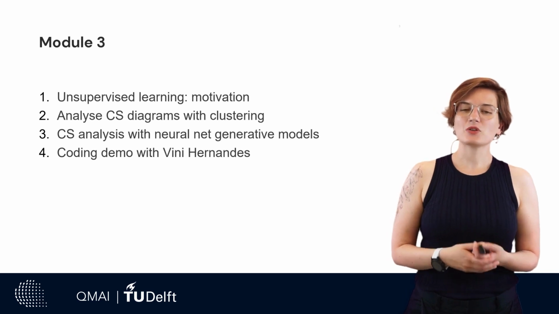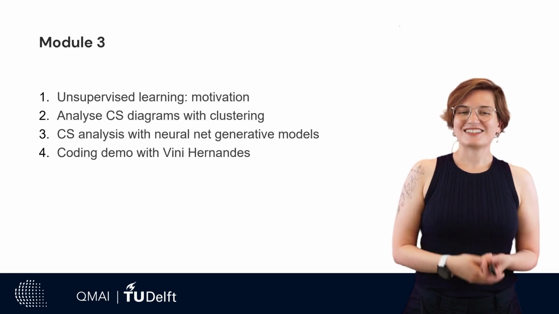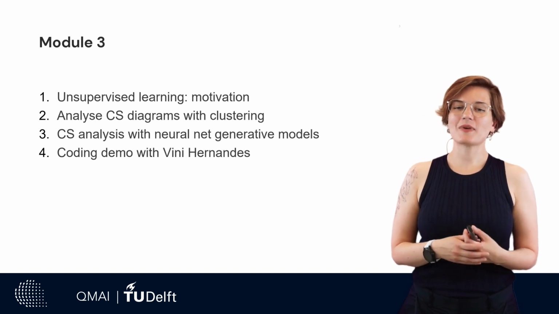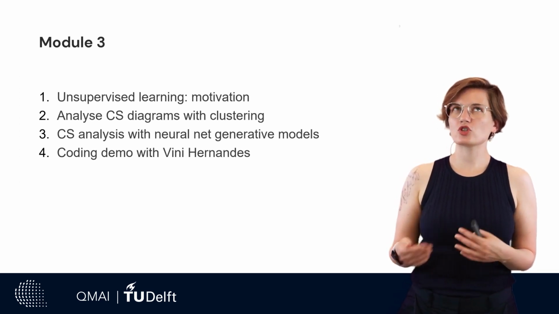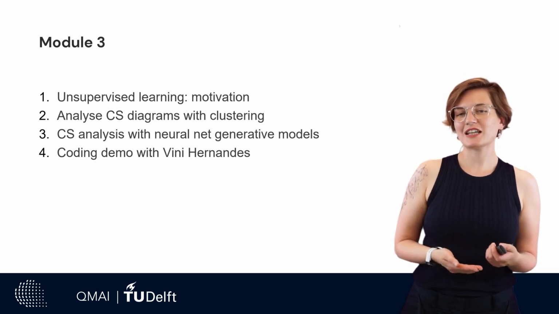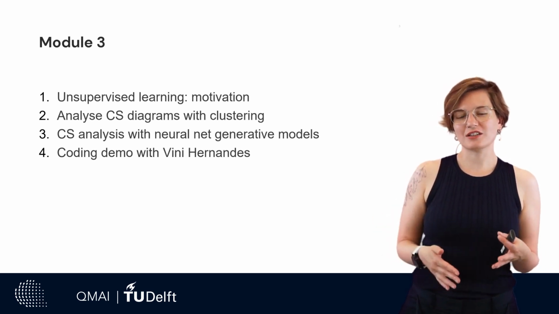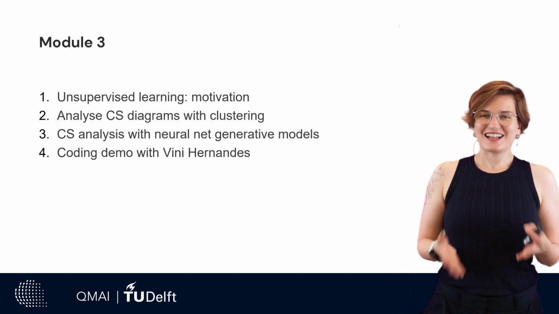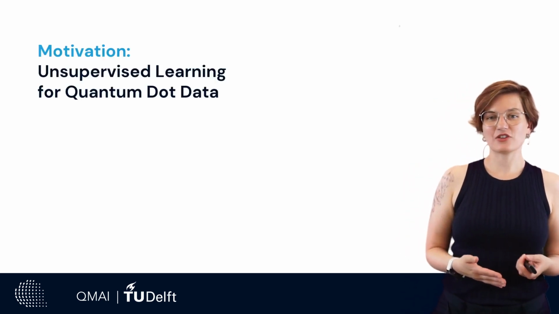Then we look at how to analyze charge stability diagrams with something called clustering. In the next section, we also look at charge stability diagram analysis, but this time with neural networks, the so-called generative models that sort of supervise themselves, roughly speaking. We are going to wrap up with a coding demo that Winnie is going to do for you, where again you are going to test all the concepts hands-on in your own PyTorch code. So, let's move on to the first part, the motivation for unsupervised learning for quantum dot data.